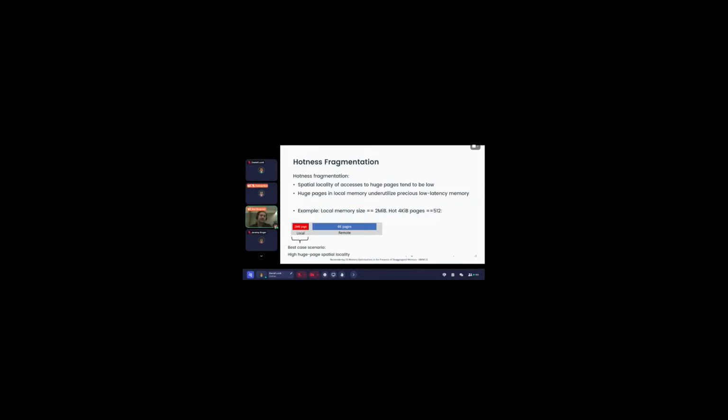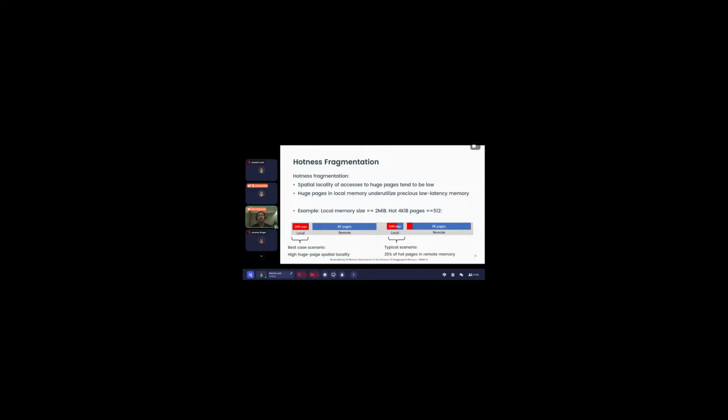As a toy example, let's assume a disaggregated memory system with a local memory of 2 megabytes, which is the size of a huge page. Our toy workload has 512 base pages worth of hot data, each 4 kilobytes. When huge pages are enabled in local memory, the best case scenario is if all of the base pages are part of the same huge page, which is placed in local memory.